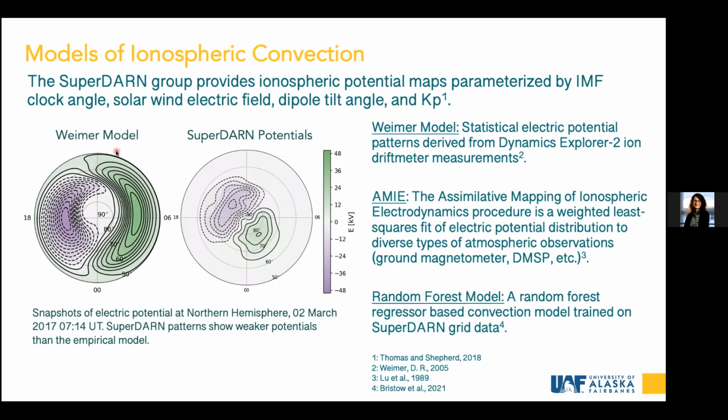Here we are looking at the Weimer model and the SuperDARN potentials taken at the same time, which is the 2nd March 2017, 14 past 7 UT. You can see that the Weimer model shows this two-cell convection pattern of ionospheric plasmas, and it has, in general, larger values. Whereas the SuperDARN potentials are more structured, but they are weaker and more confined into the region over 60 degrees.